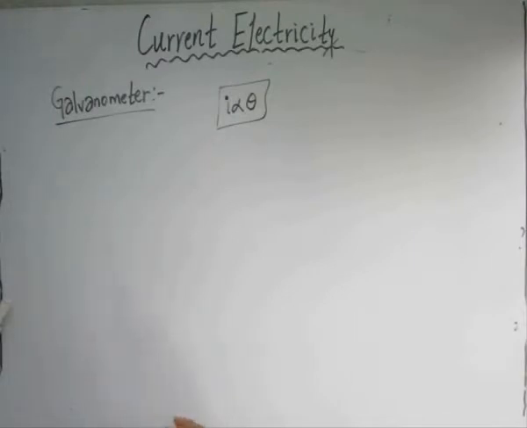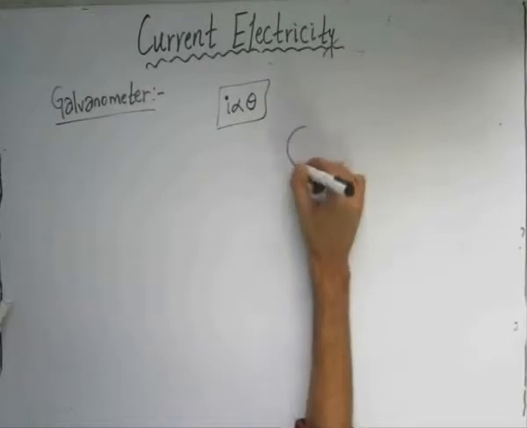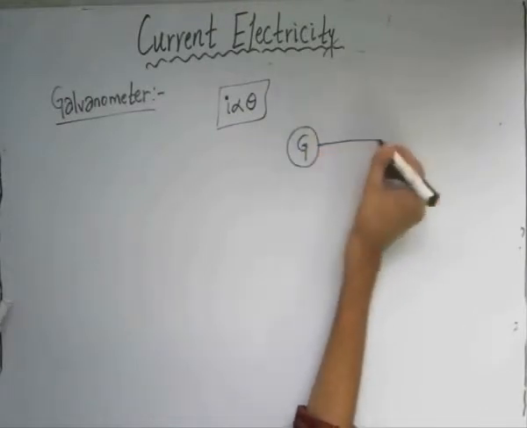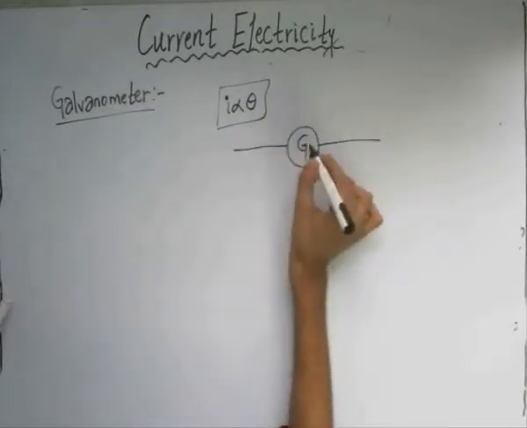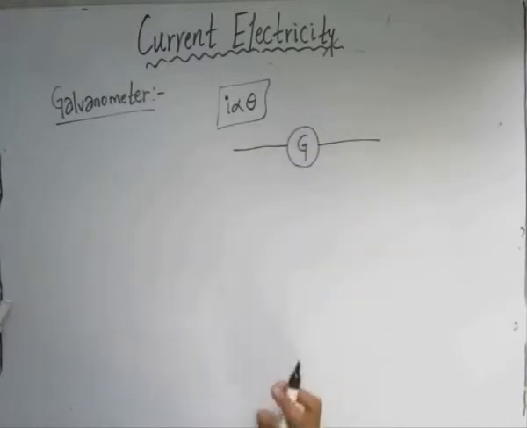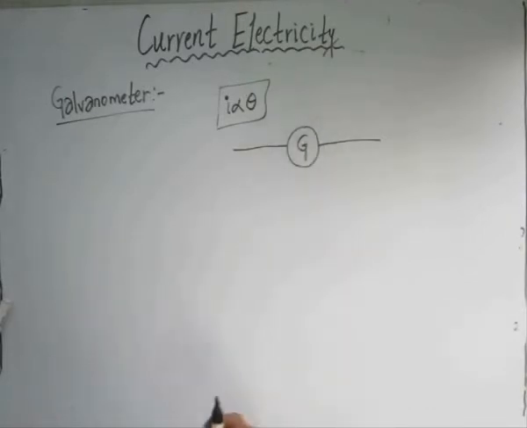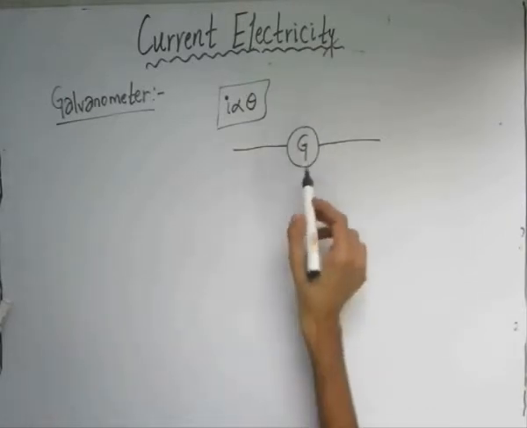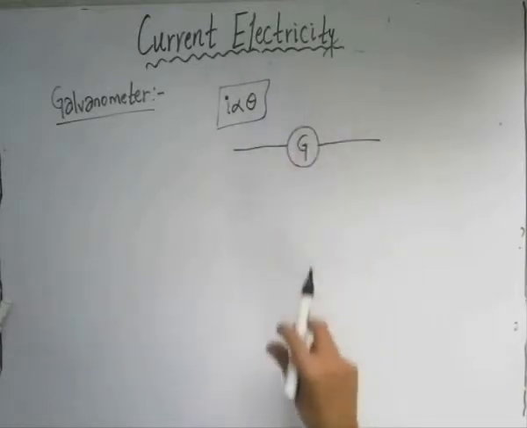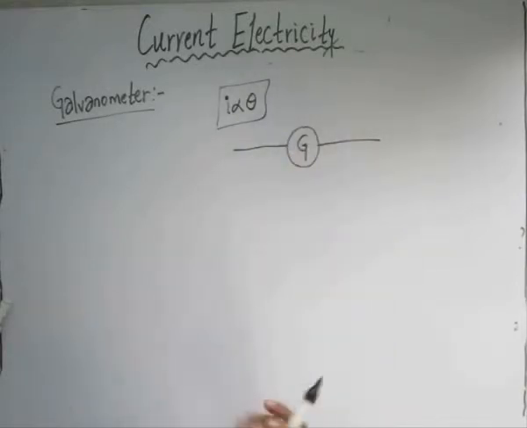But first, let us give the symbol for the galvanometer. A galvanometer is generally given by this symbol G. This G indicates the total internal resistance of the galvanometer. This is actually the resistance of the galvanometer, which is given by the symbol G. This symbol indicates that there is a galvanometer in the circuit, and by default it will be used to measure the current flowing through the branch.